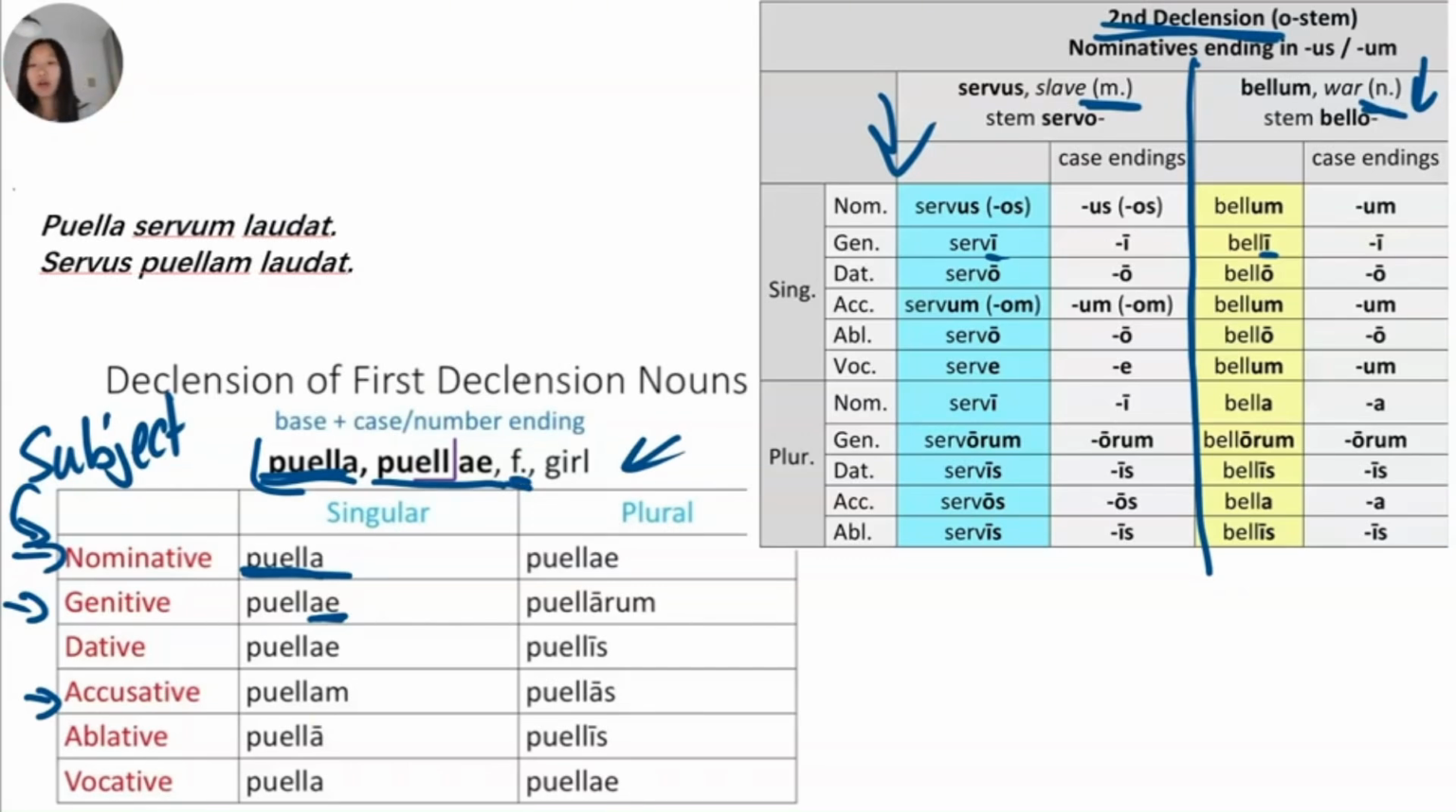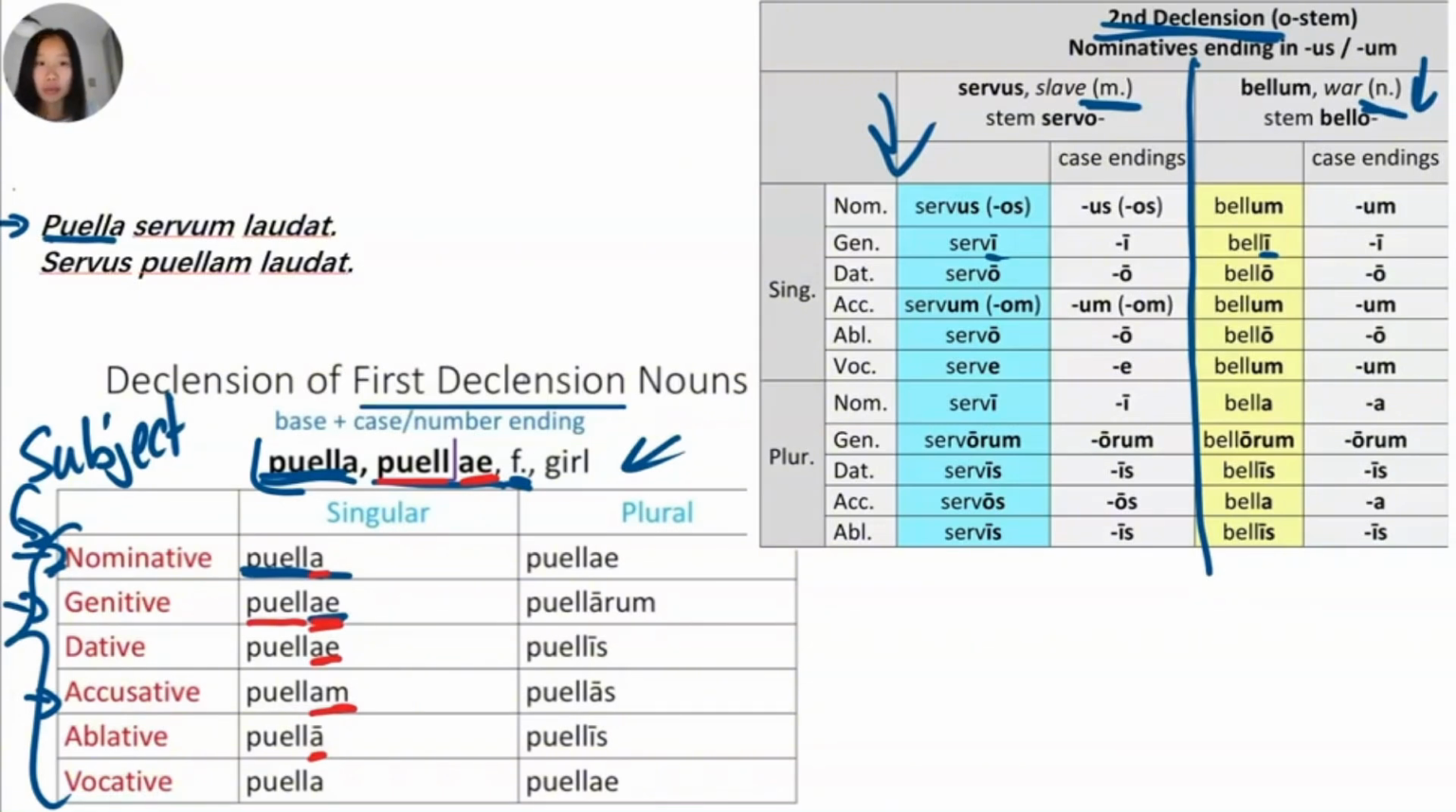Now, as you probably know, the endings to all of these cases are different depending on the declensions. But here I have 2 examples. So, puella servum laudat. Okay, puella, as you can probably tell, is the first declension, right? And it's the nominative singular of the first declension. So puella, puel is the stem, and anything after that is going to change according to the respective endings, as you can see here. So this puel is just the stem, right?